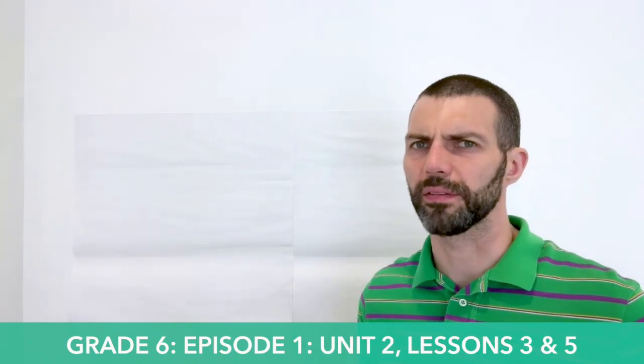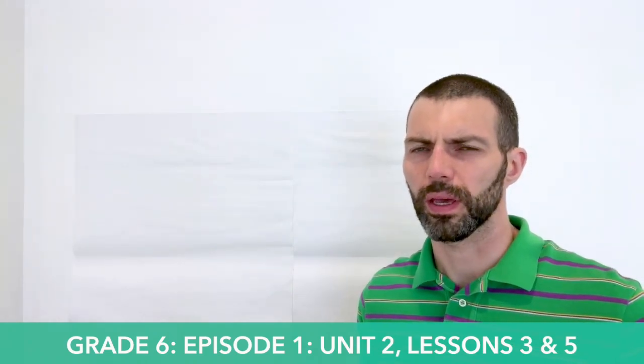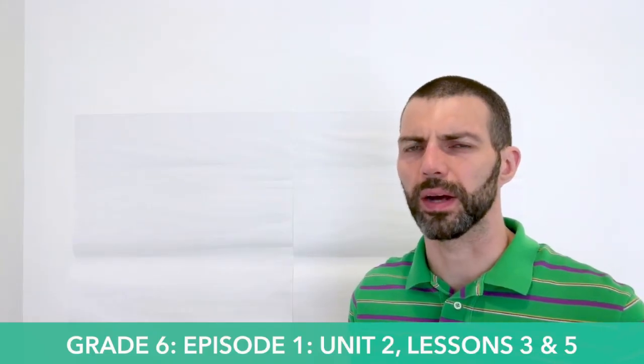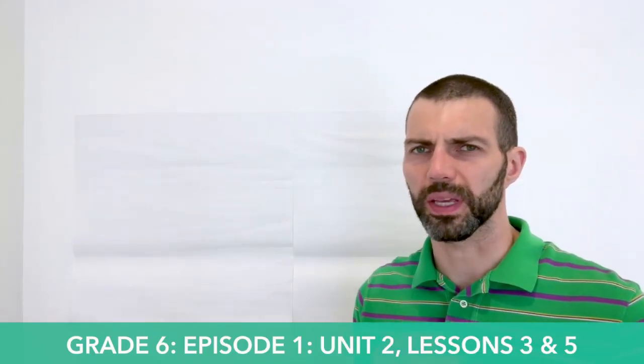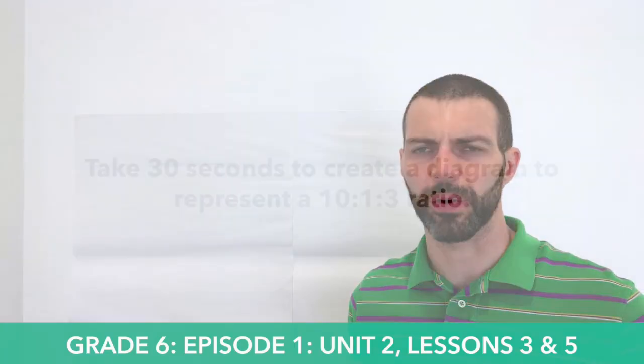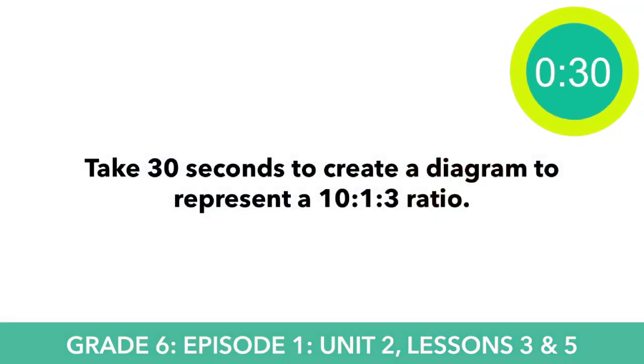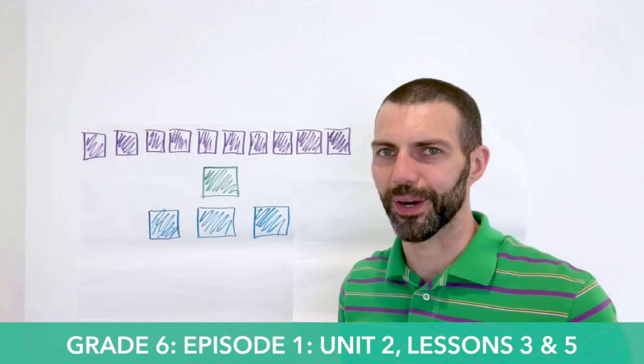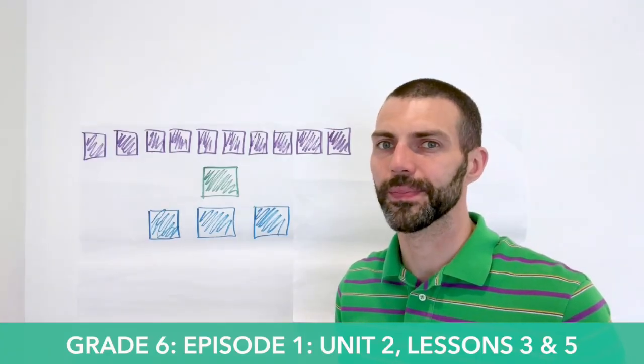All right, I see that we have 10 ounces of soup and 1 cup of cheese and 3 cups of pasta. So now I'm gonna give you 30 seconds to create a diagram to represent that ratio. Here's the completed diagram. Check your work against mine.